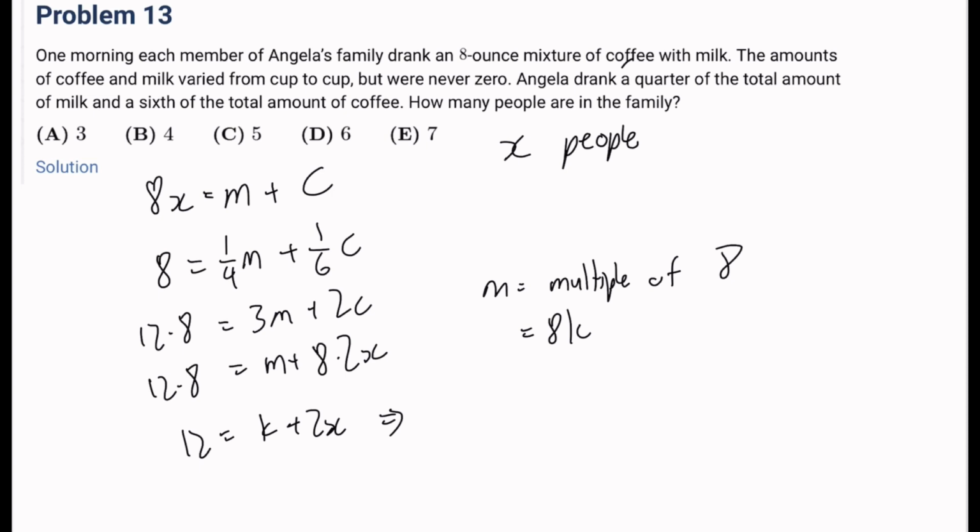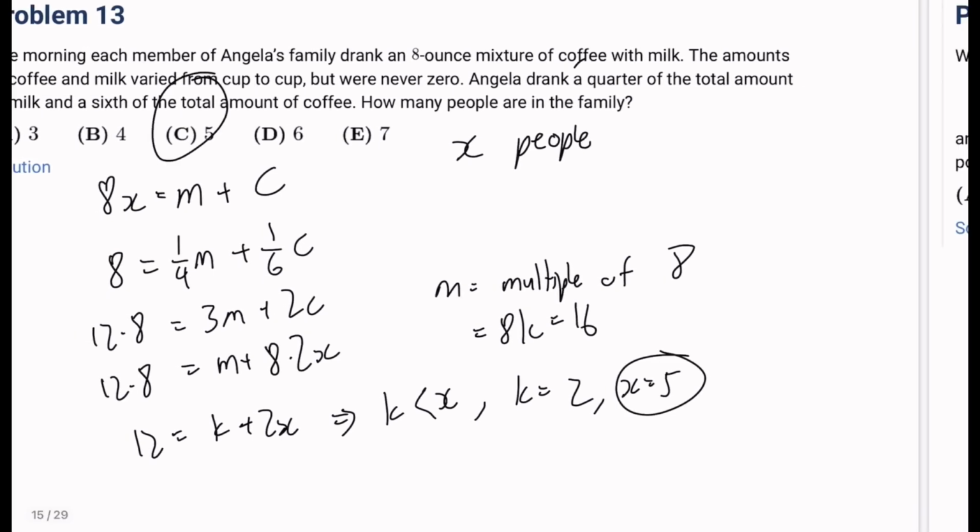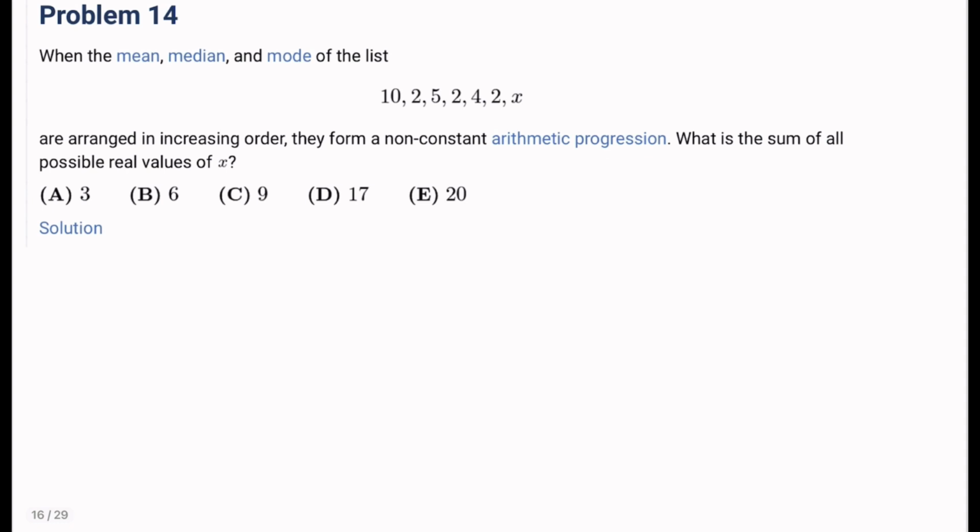Here k has to be less than x, right? So the way that this is possible is if k equals 2 and x equals 5. Then it will be okay. And so if we put k into here, then that means M equals 16, and x equals 5, so there are 5 people in the family. It's C. Number 14, what is the mean, median, and mode of this list?